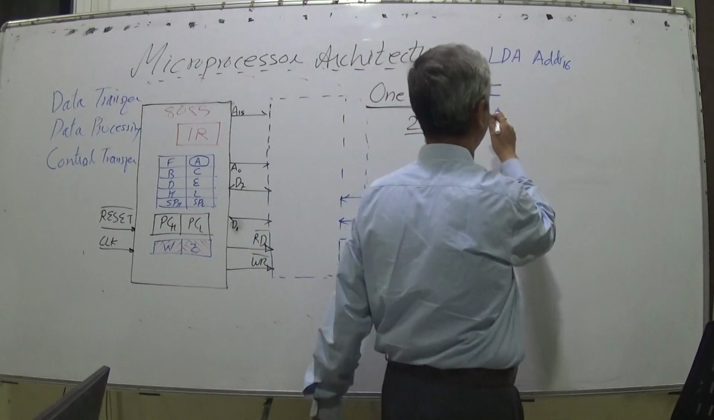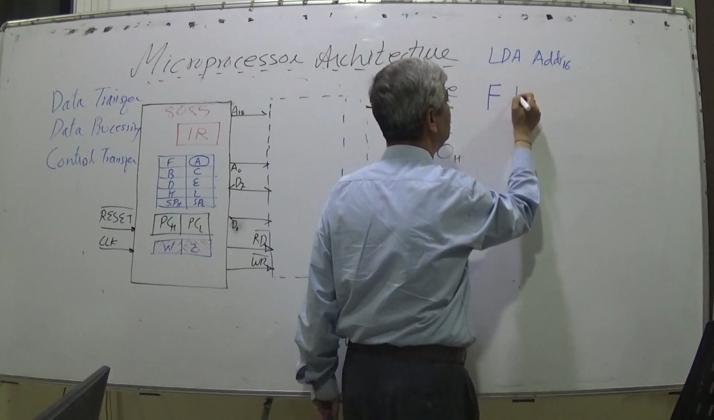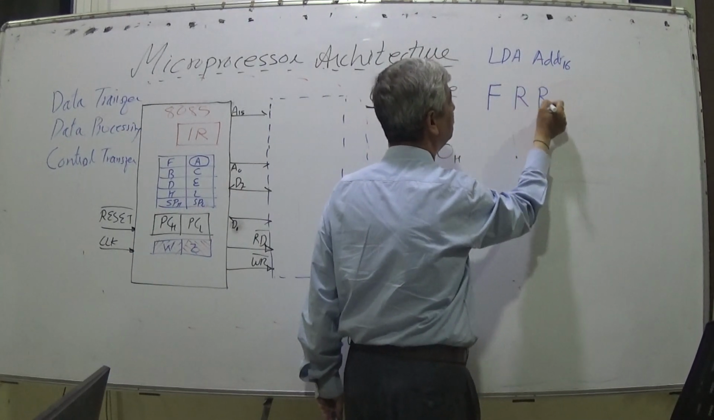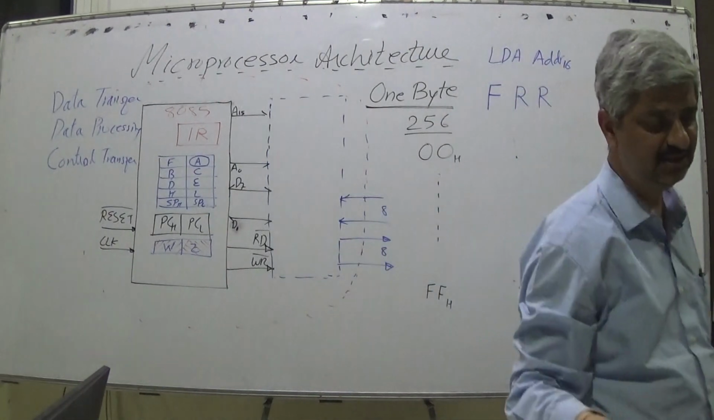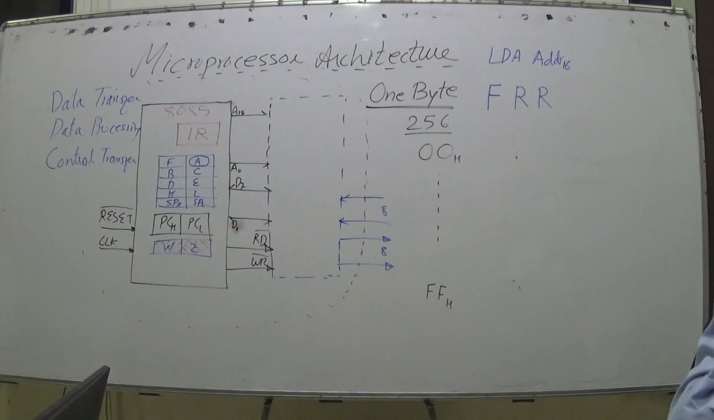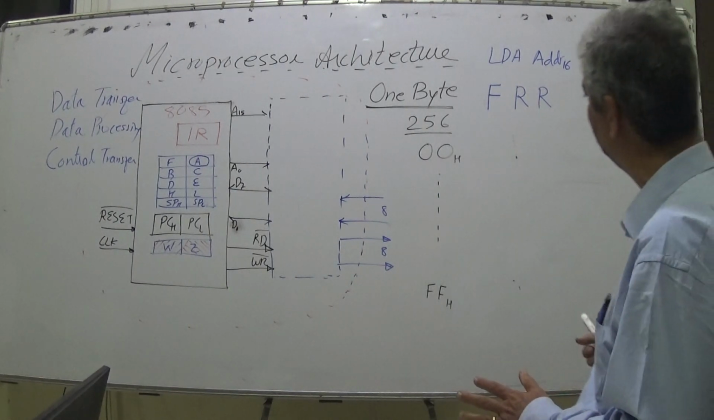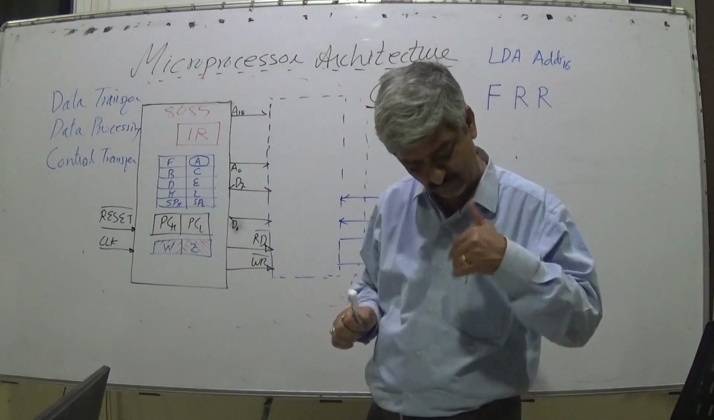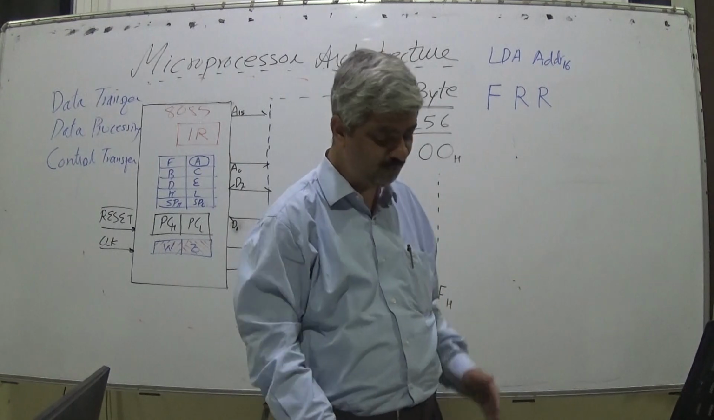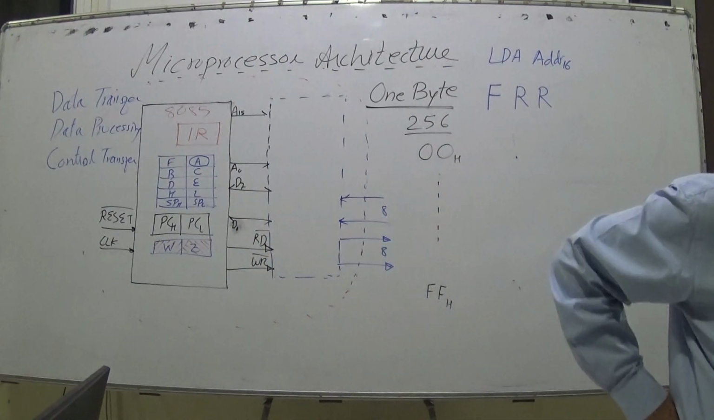So opcode fetch for LDA, and this address is to be read in two more cycles, because the address is 16-bit and in one cycle you can read 8 bits. So in microprocessor 8085, this is a 3-byte instruction. There are some 2-byte instructions also, that we will also go through. The maximum is a 3-byte instruction.